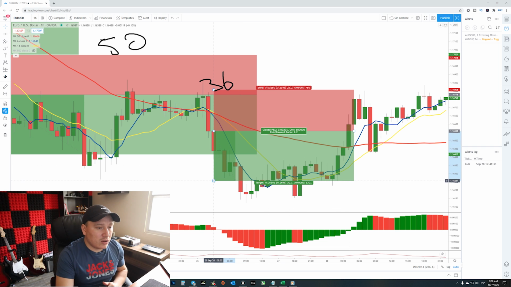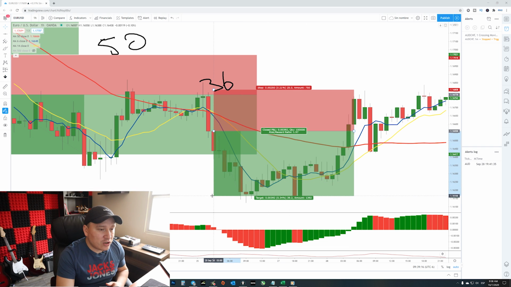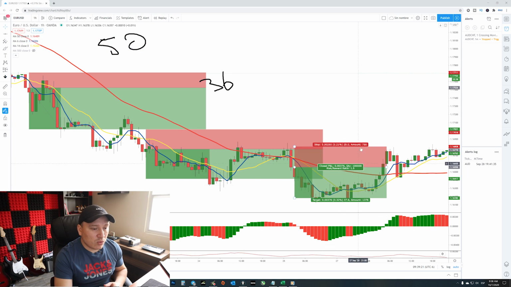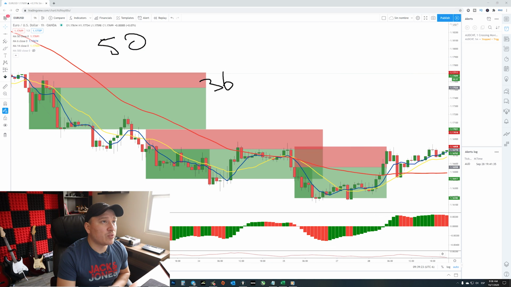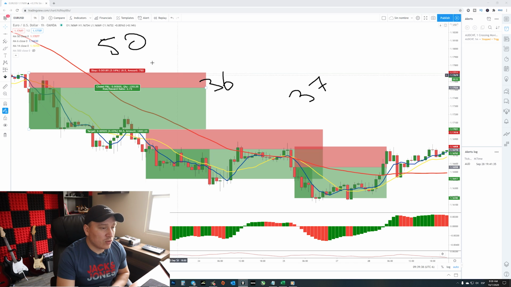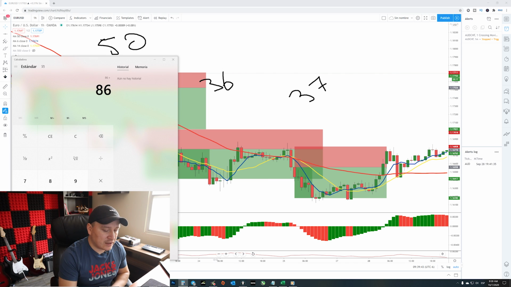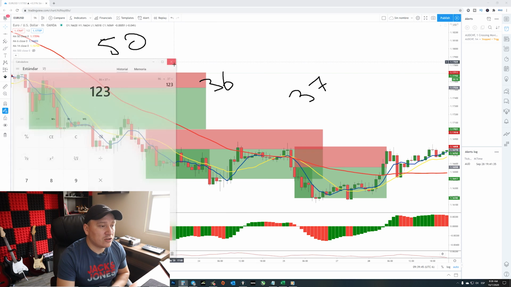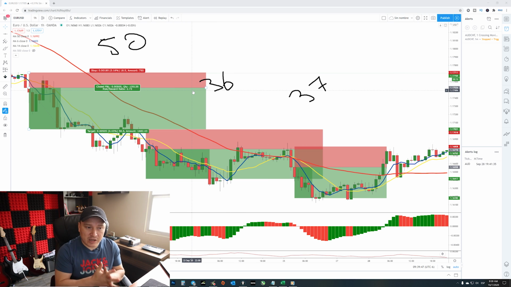So we're gonna look for a 1.5 win ratio, which is around right here. As you can see, this one was also hit as the take profit, and we have 35 pips. Am I right? 37 pips. So how much is that in total? 50 plus 36, that's 86 pips in profit. 86 plus 37, that's 123 pips that we can actually make in profit.